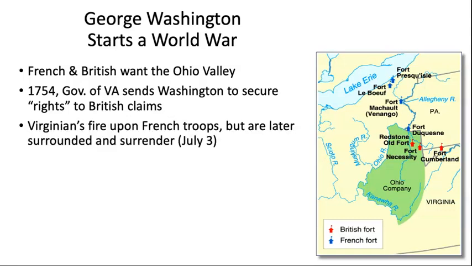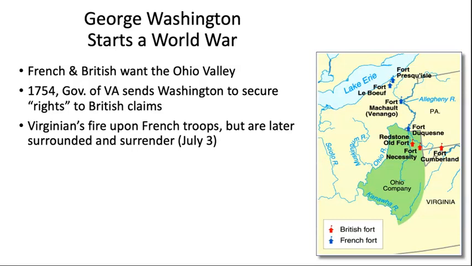Virginians, some of his troops fire upon French troops. The conflict doesn't last long. They're captured pretty quickly. But this basically is the beginning of the French and Indian War. Obviously, George Washington will come back later to command U.S. forces in the Revolutionary War, but this is the first time we see him in action here. Okay, so the British need to have people volunteering to fight.